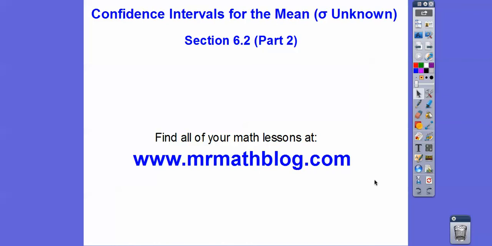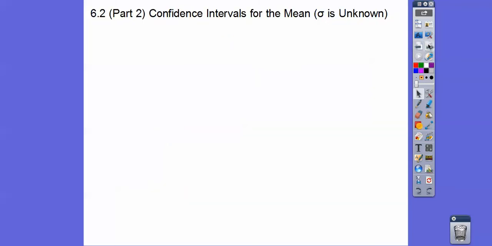All right, you guys, here we go. We're doing the second part where the standard deviation is unknown. So this is the t distribution, not the z distribution.